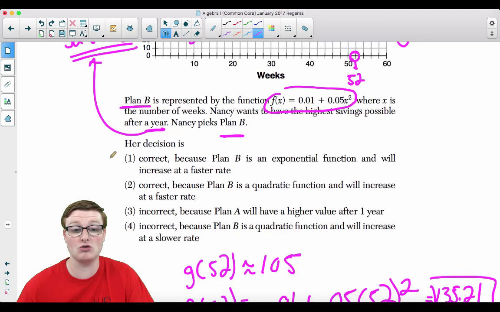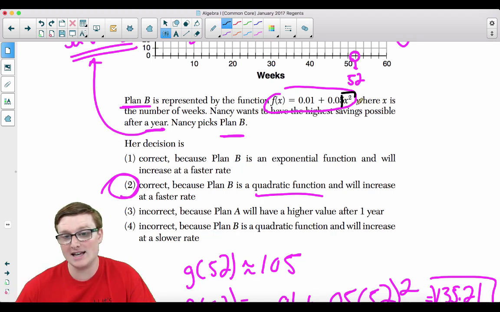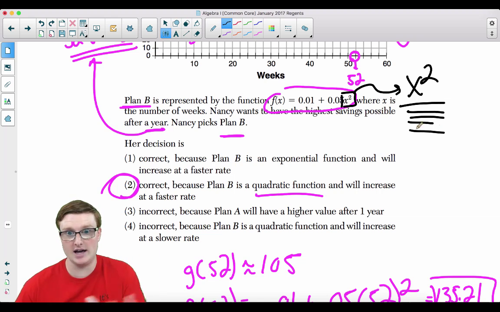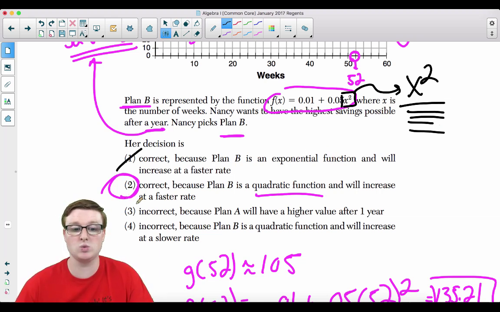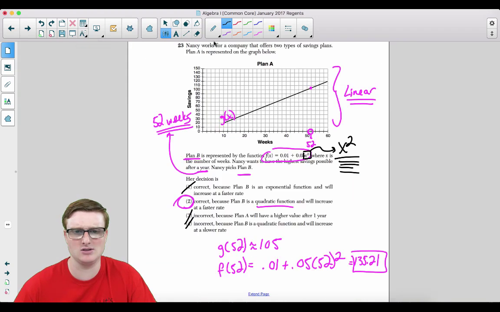So her decision is correct, because Plan B is a quadratic function that will increase at a faster rate. That's going to be choice 2. This is a quadratic. A quadratic has an x squared term. So that defines a quadratic. Exponential, no. That means that x has to be in the exponent. So choice 1 is incorrect, and choices 3 and 4 are incorrect, because that means that Plan A is a better choice, which makes absolutely no sense.